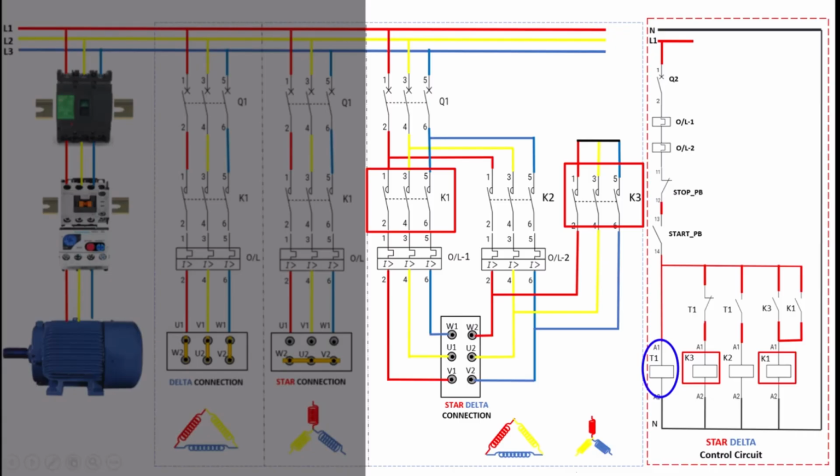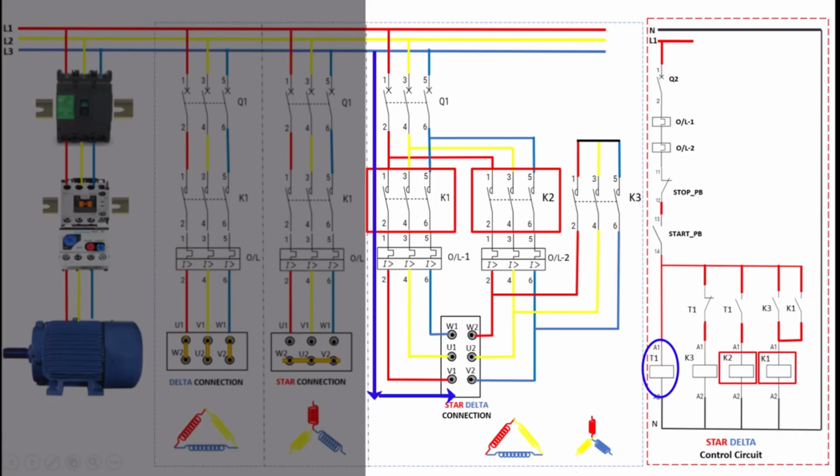After the timer completes its countdown, K3 automatically disengages, and the K2 contactor is then activated. This action switches the winding configuration from star to delta, allowing the motor to receive full line voltage. With the motor now in delta mode, it can operate at full speed with maximum efficiency, delivering the power required for its load. This changeover is smooth and carefully timed.